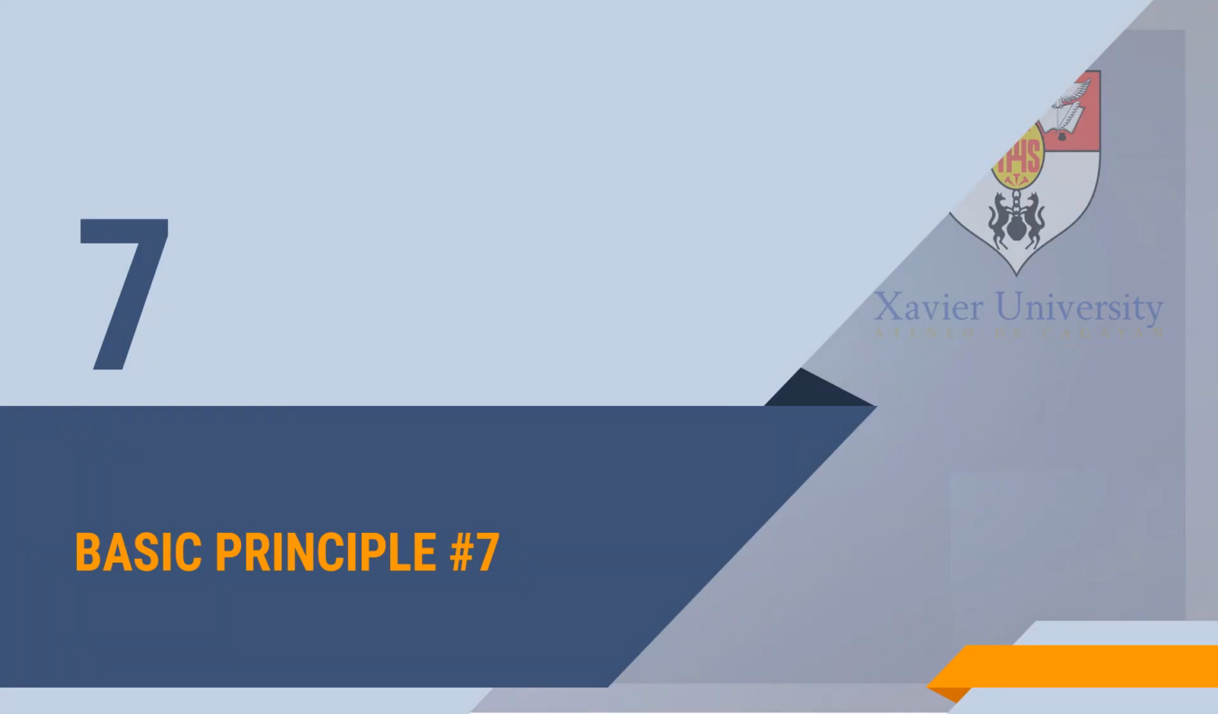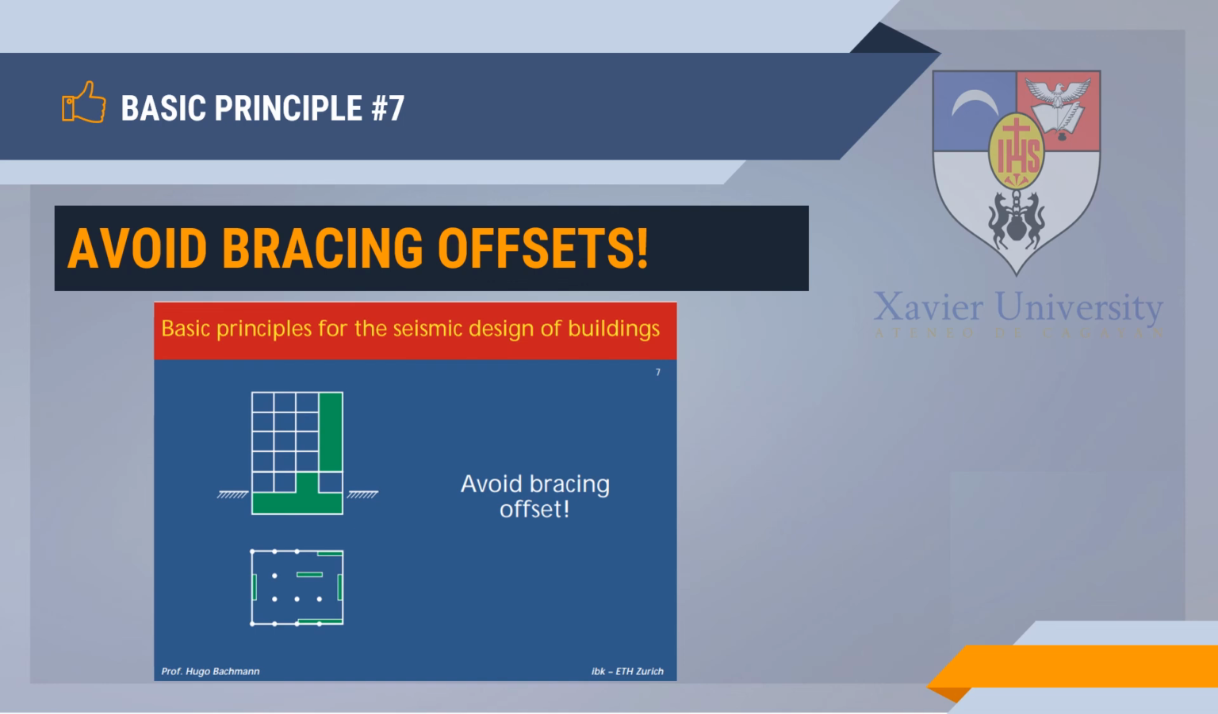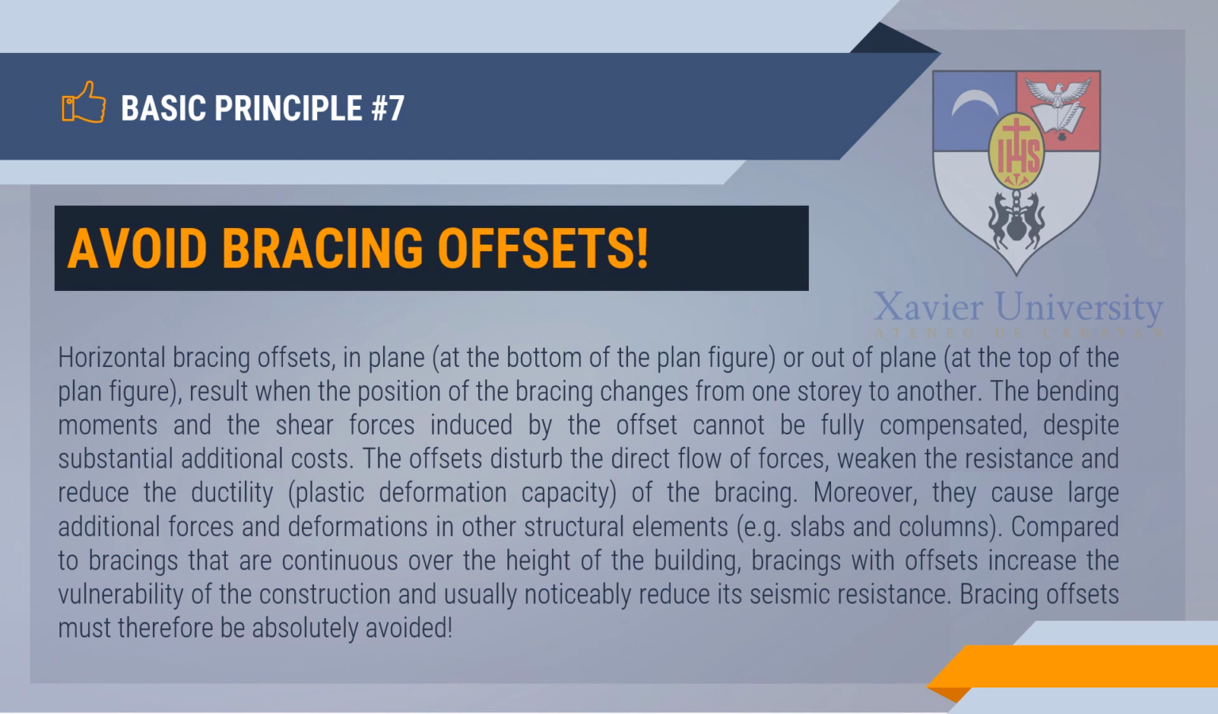So now basic principle number 7. Basic principle number 7 states that we should avoid bracing offsets. So horizontal bracing offsets in plane, such as the previously shown picture, or out of plane, result when the position of the bracing changes from one story to another. The bending moments and the shear forces induced by the offset cannot be fully compensated despite substantial additional costs.